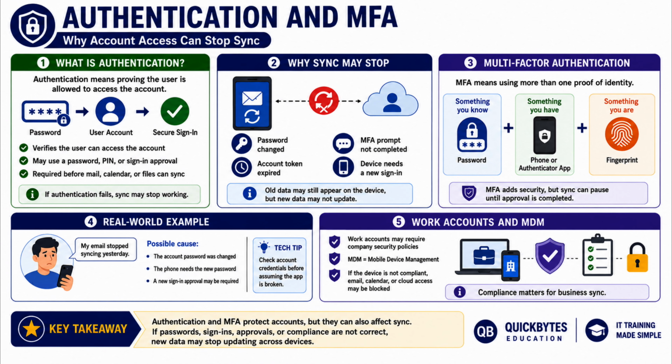Authentication means proving the user is allowed to access the account. If a password changes, an account token expires, or multi-factor authentication is required, sync may stop. The user might still see old data on the device, but new data may not update. For example, a user may say, "My email stopped syncing yesterday." The problem could be that the account password was changed and the phone needs the new password or a new sign-in approval. For work accounts, the device may also need to be compliant with company policy through Mobile Device Management, or MDM. If the device is not compliant, email, calendar, or cloud access may be blocked.